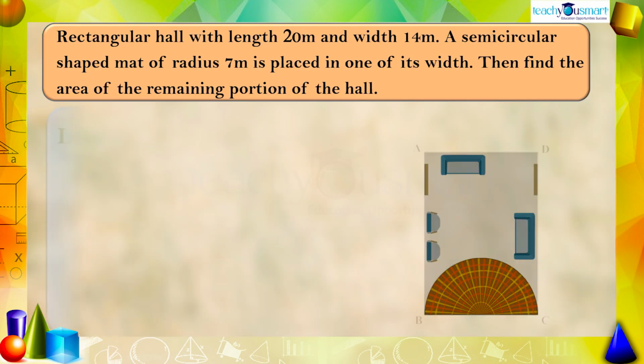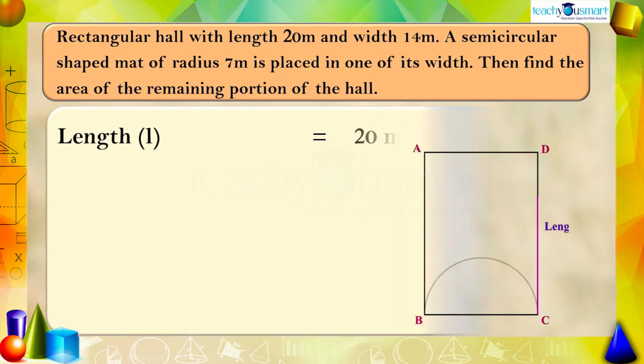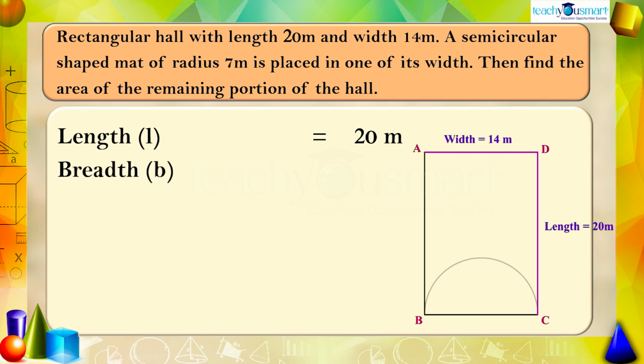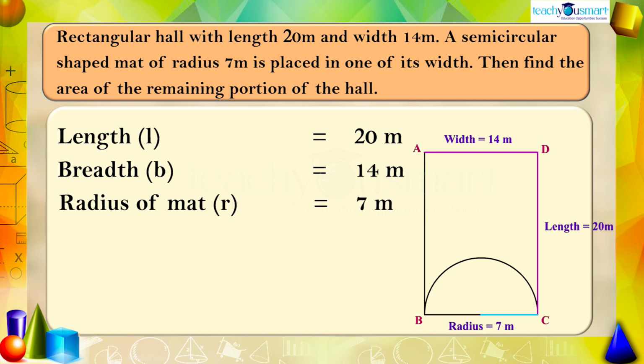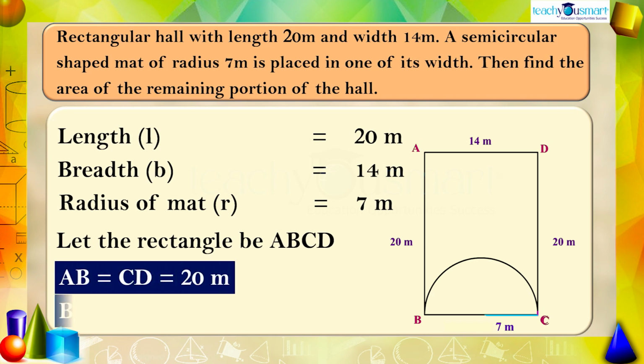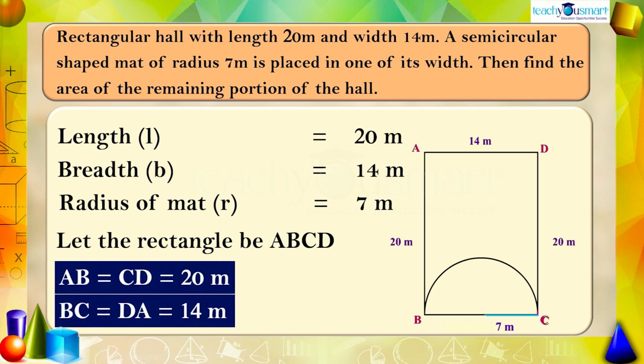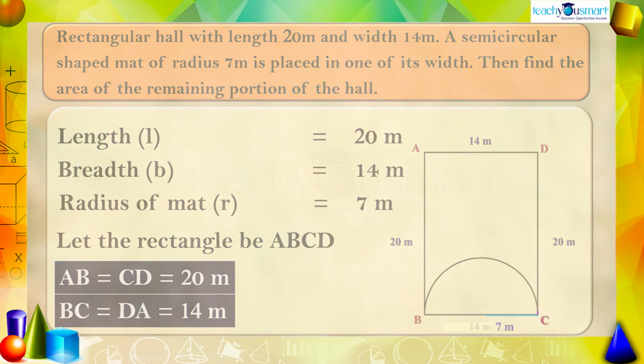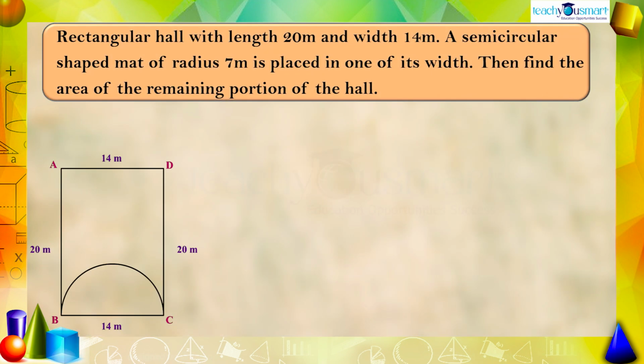Given that the length of the hall, L equals 20 meters, breadth, B equals 14 meters, and a semicircular mat of radius, R equals 7 meters. Let's name the rectangle ABCD, with AB equals CD equals 20 meters, BC equals DA equals 14 meters. We have to find the area of the hall where the mat is not placed. How can we find it?